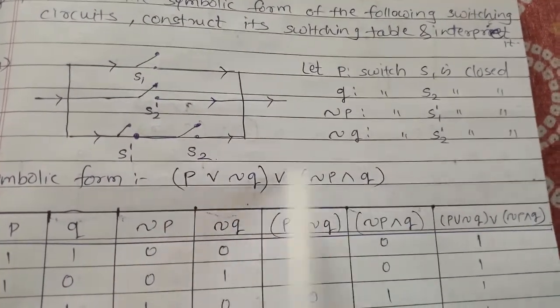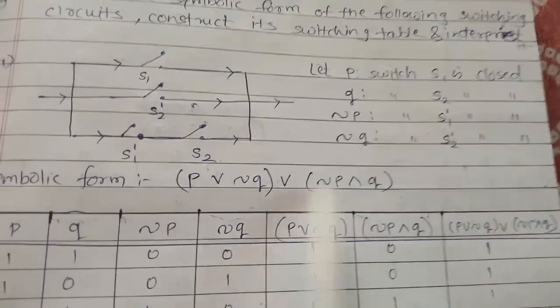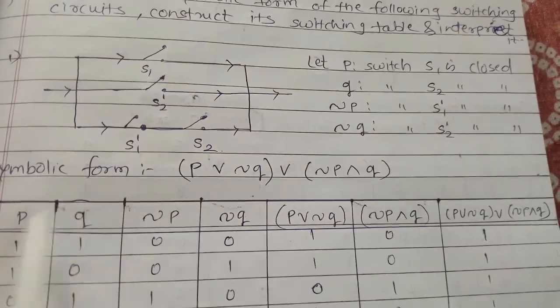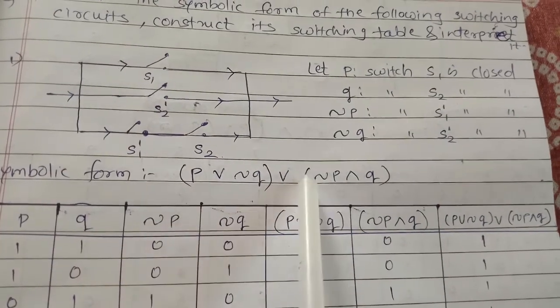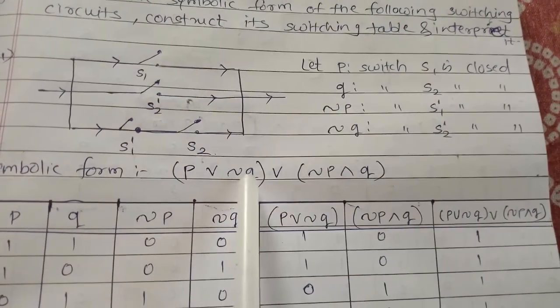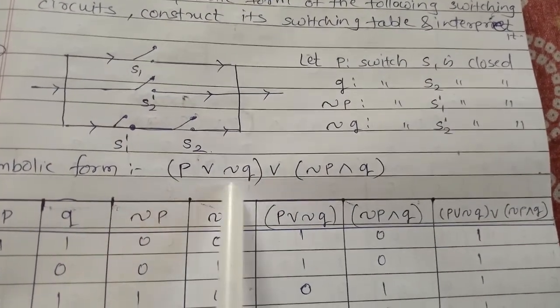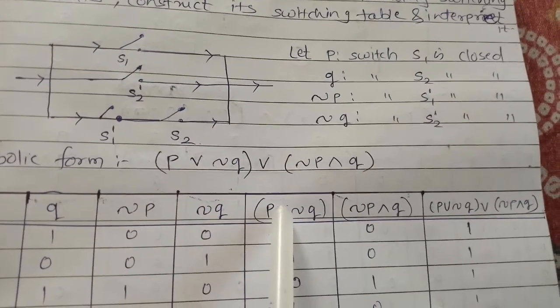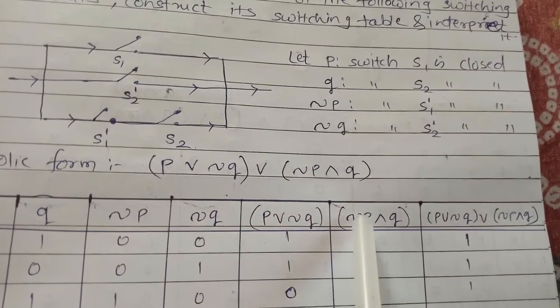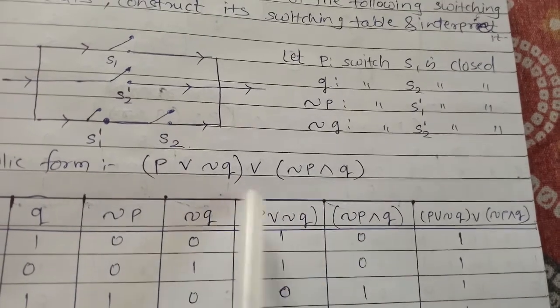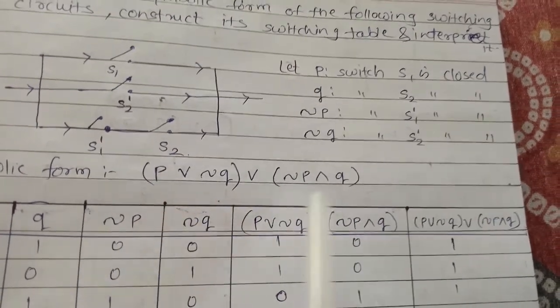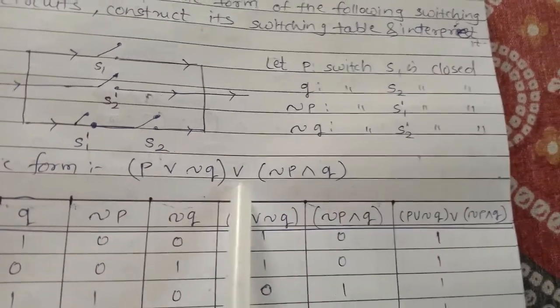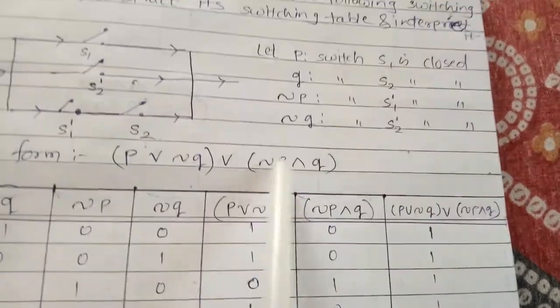Now the similar way we have to write down the switching table, that is nothing but the input output table. Since only two letters are there, P and Q, so we write here P and Q, that is next one, that is negation P, then negation Q. After that we are going to find out the P disjunction negation Q, then the second bracket negation P conjunction Q, and in between these two there is a disjunction. So the last column will be the total example symbolic form.